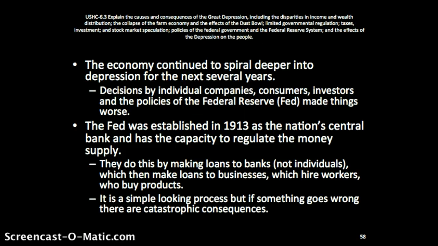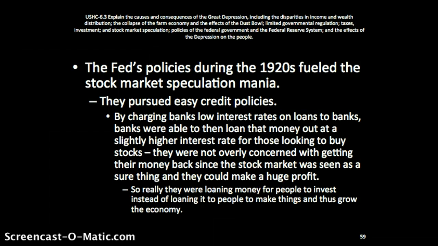There were plenty of decisions that led to going further and further into a depression, some by individual companies, consumers, investors, and the policies of the Federal Reserve made things worse. The Federal Reserve was established in 1913 as the nation's central bank, and it has the capacity to regulate the money supply. They do that by making loans to banks, which then make loans to businesses, which then hire workers who buy products. So the Fed is a very important piece of our economy, even to this day. It's a simple-looking process, but if something goes wrong, there are catastrophic consequences. So here's how the Fed led to stock market speculation and led to the Great Depression.